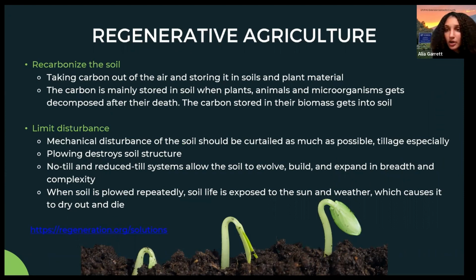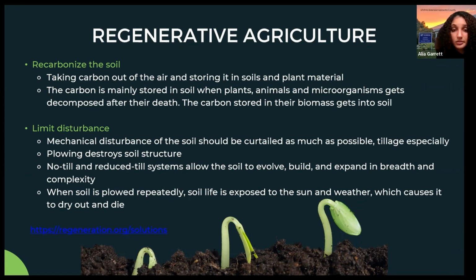So we want to recarbonize the soil. Taking carbon out of the air and storing it in soils and plant material is essential. The carbon is mainly stored in soil when plants, animals, and microorganisms get decomposed after their death, and the carbon is stored in their biomass. We want to limit disturbance.